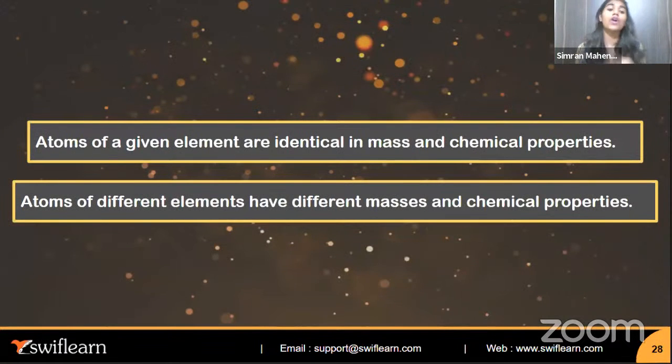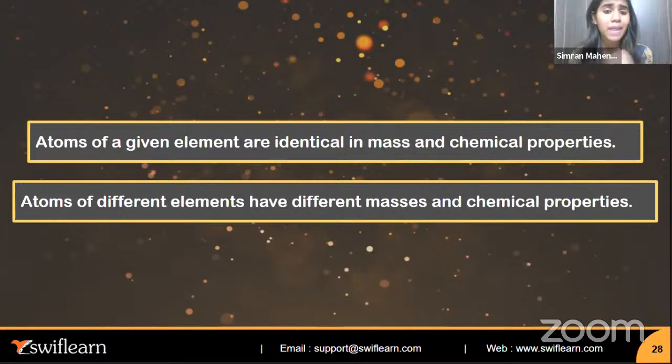Now, moving on to the next postulate, which is that atoms of a given element are identical in mass and chemical properties. What does that mean? You take an element, say oxygen. Inside oxygen, you will have atoms of oxygen, right? What is an element? An element is made up of the same kind of atoms. Yes or no? So you take oxygen.